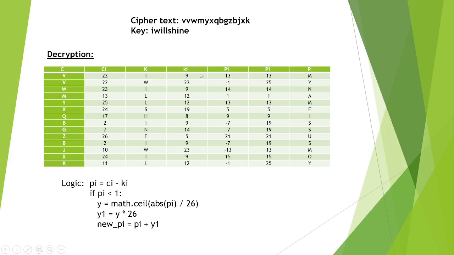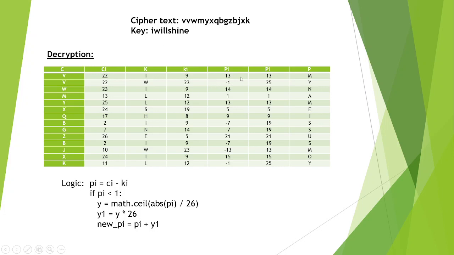So how can we do that? Let's see. First of all, we have C. C means ciphertext. I write all of the ciphertext here like this. Then CI. CI means the number of the alphabet of the ciphertext. Then the key is always the same. I will shine. Then I write I will shine. The key length is short here, then I will consider it in front as IWIL.